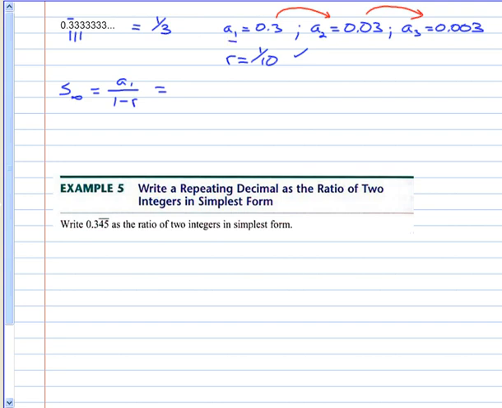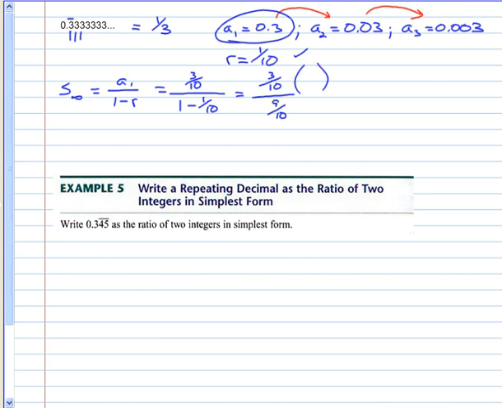So our first term, 0.3, and now I'm going to write that as a fraction because it will be easier to simplify. 0.3 is 3/10. First term, 3/10, divided by 1 minus my common ratio. And our common ratio is 1/10. I'm going to do that denominator. 1 minus 1/10 is 9/10. So I have 3/10 divided by 9/10. I'm going to multiply by the reciprocal.